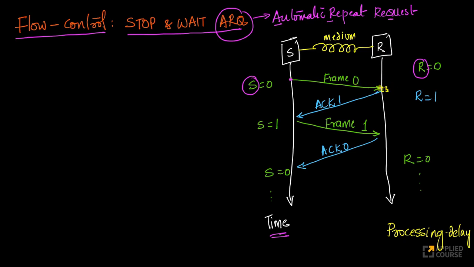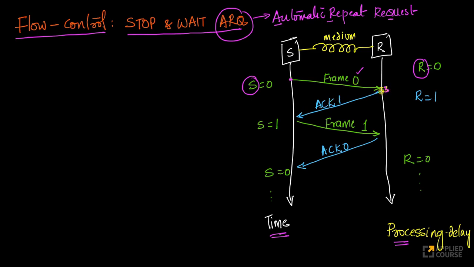Now, after the receiver receives frame 0, it spends some time called the processing delay. This small amount of time, a minuscule amount actually, is called processing delay. And during this time, look at this. The sender sent frame 0. The frame 0 successfully reached the receiver. Now the receiver has to send an acknowledgement back saying, yes, I have received frame 0. Now send me frame 1. That's what this acknowledgement 1 basically means. This ACK1 basically means I have received frame 0. Now send me frame 1.